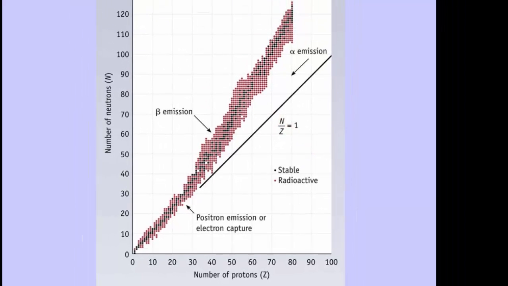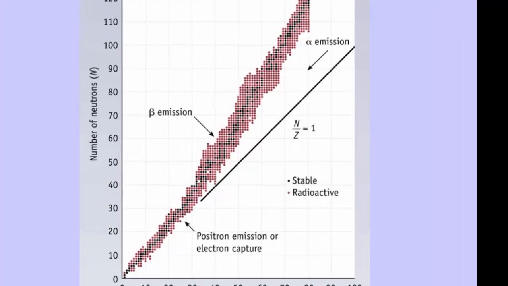If you look, the group of little dots ends a little bit above 80, right at 83. There are no stable isotopes above atomic number 83. Bismuth is the last stable isotope. The rest are all radioactive. So you'll see there are a lot of radioactive isotopes, but there are these black dots all the way along that show that there are stable isotopes.